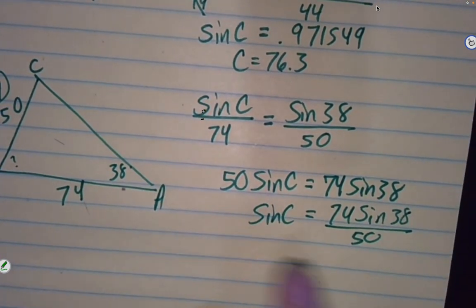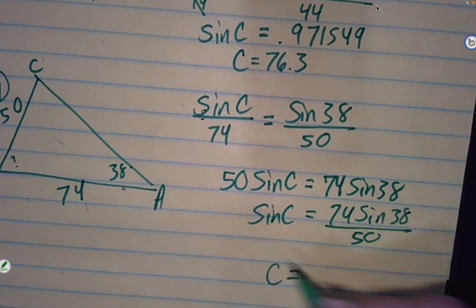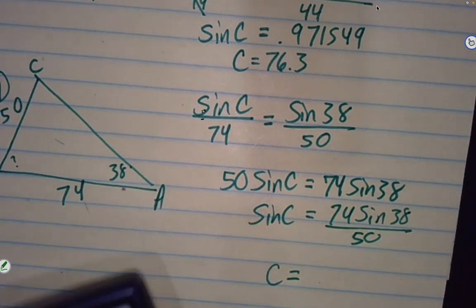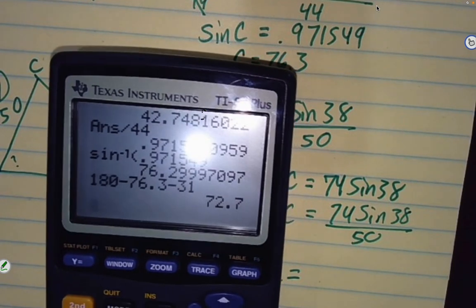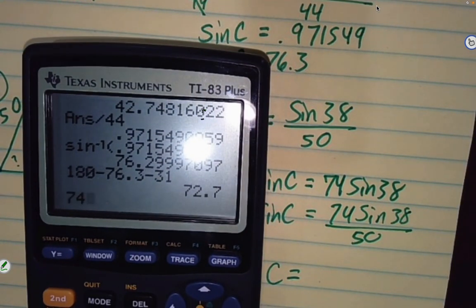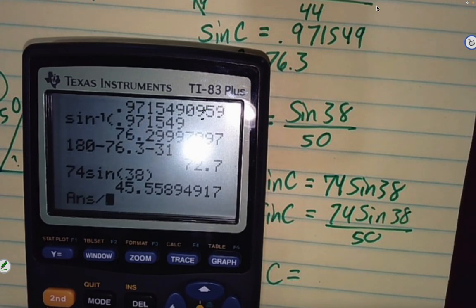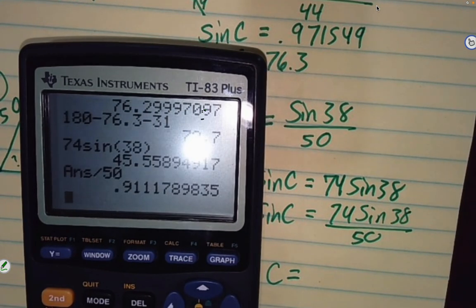And then if I'm trying to find my angle, the only way to move the sine is to press that second sine. But let me find this number. So I'm going to type in 74 sine of 38. And then I'll divide it by 50. And I always get a small decimal.